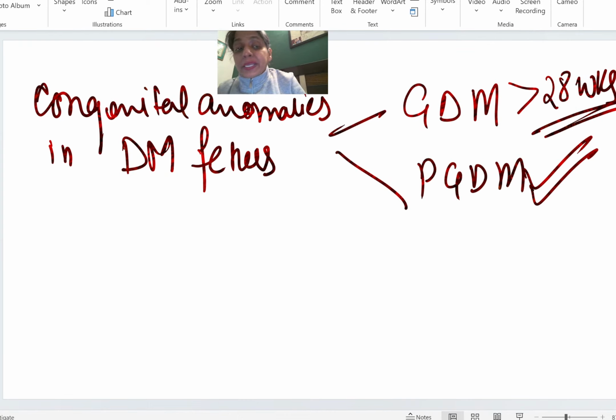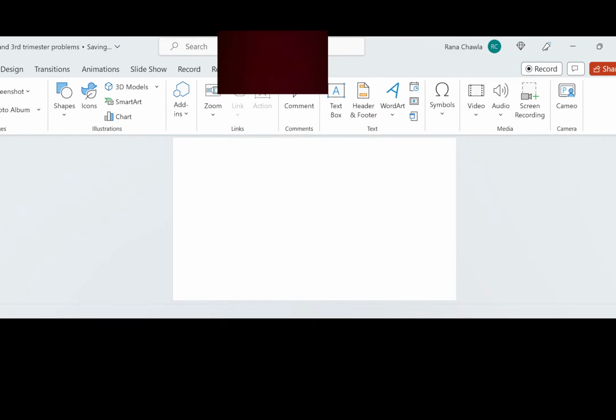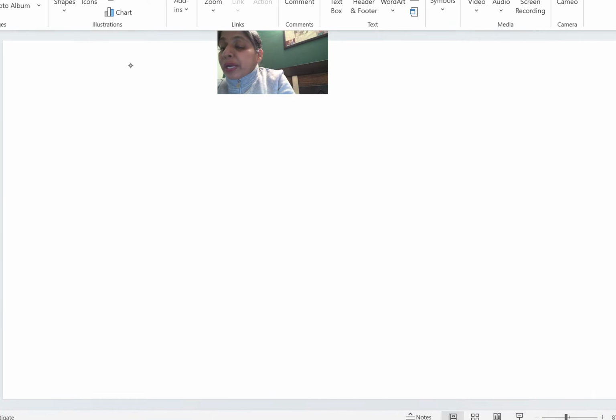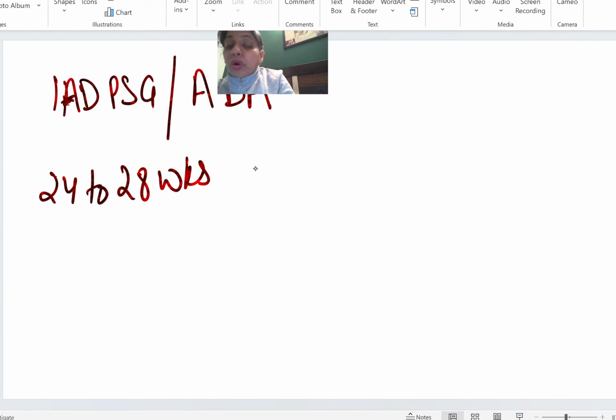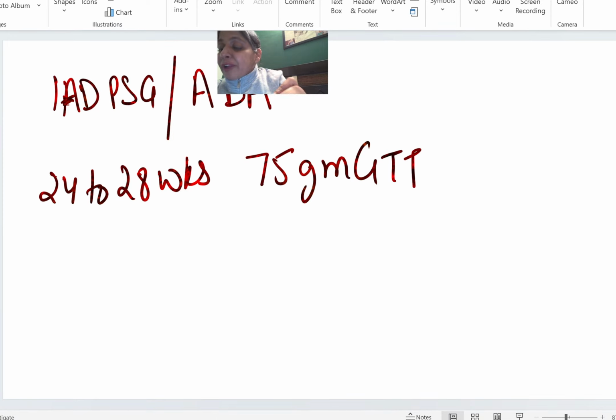Gestational diabetes mellitus occurs after 24 to 28 weeks. Till then, organogenesis is completed. Then they can ask you the diagnosis criteria, the IADPSG criteria or American Diabetes Association. They say that at 24 to 28 weeks, we have to undergo a 75 gram glucose tolerance test in a pregnant patient. Okay, 75 gram glucose.